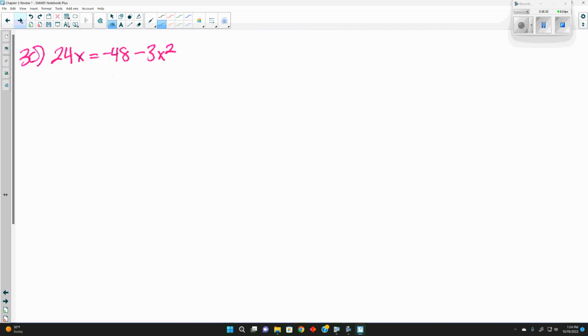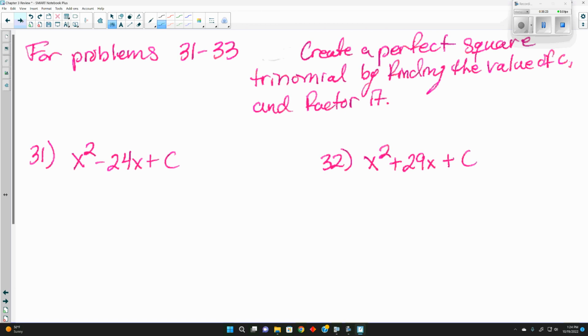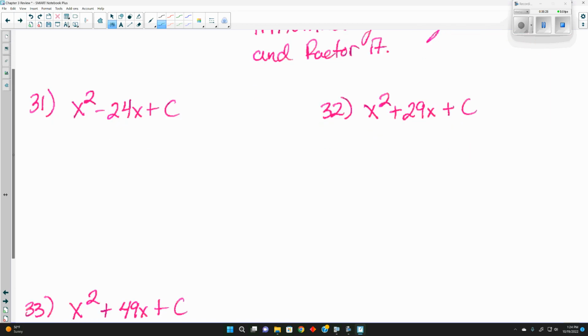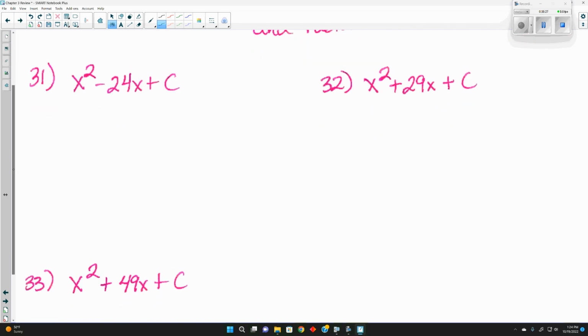So you can just move it over and rearrange it. Now I did, again, cover that one in the other video. Here, find the value of c and factor it. Well, c is b over 2, squared. Which one of these do we want to look at?